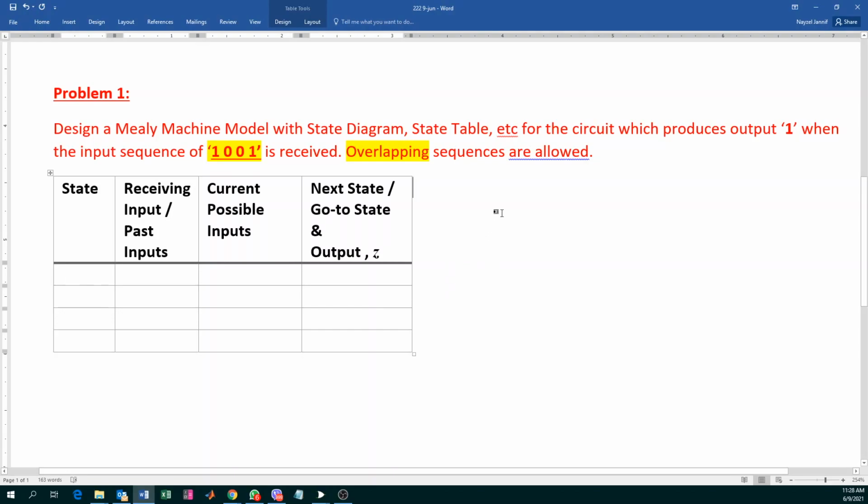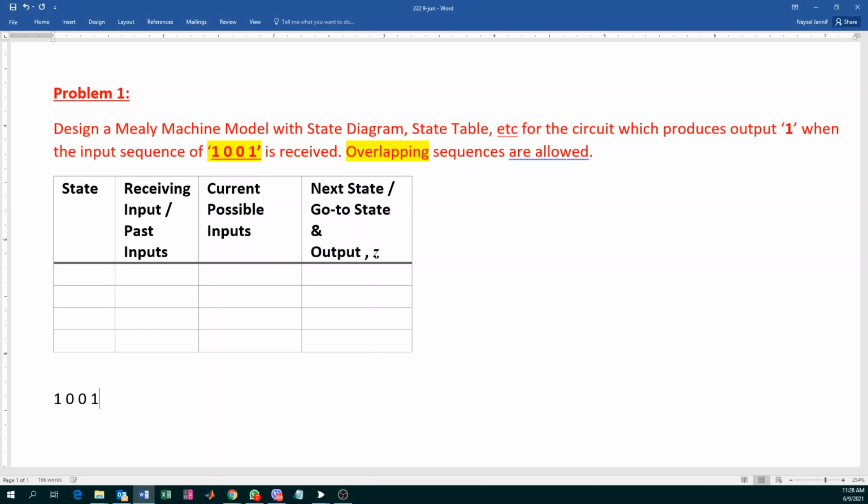Now, the first point to note over here: how many bits are there, guys? 1001 is 4 bits. Because it is 4 bits, there would be 4 stages to detect. You can only detect the pattern with a minimum of 4 stages.